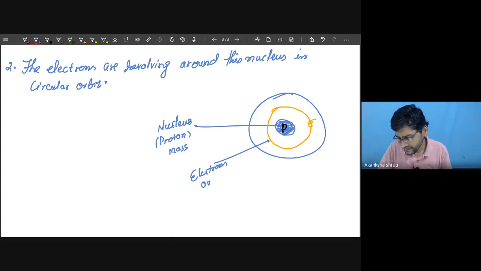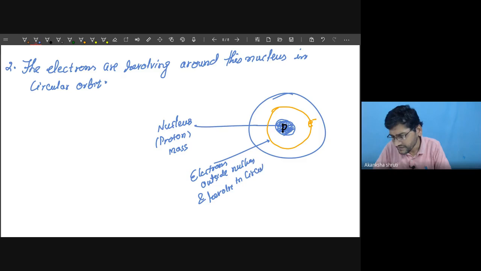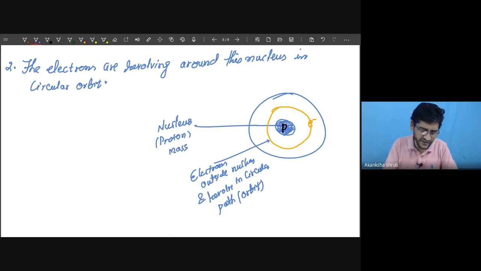Electrons are outside the nucleus and revolve in a circular path. This circular path is called an orbit. Okay, student, I have just drawn one electron, but there may be more than one electron. All the electrons are revolving in this region. So these are the spaces for electrons. Getting it? These are the spaces for electrons, so electrons can revolve in these spaces.